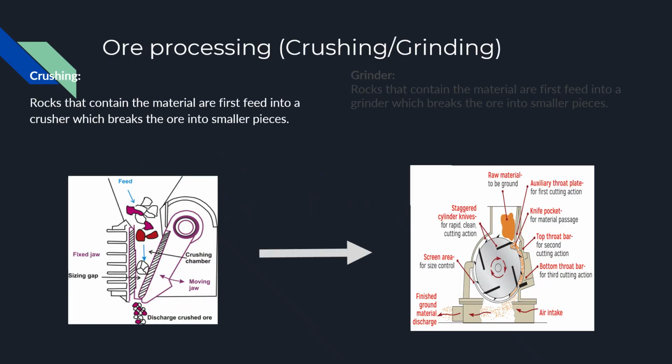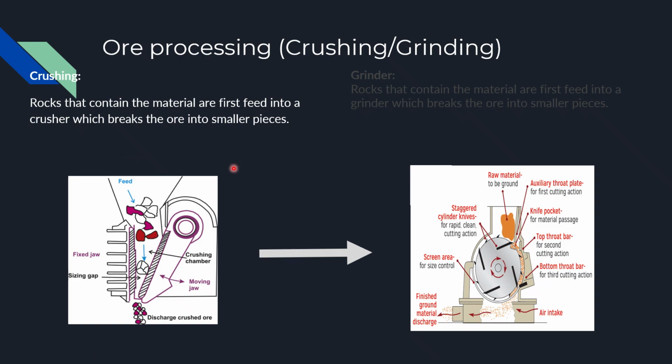Ore processing, crushing and grinding. Once the tungsten ore is extracted, it undergoes a process to separate the useful material from the rock. First, the ore is fed into a crusher, which breaks the large rocks into smaller, more manageable pieces. These pieces next get sent to a grinder, or ball mill, which further reduces the material into fine particles. This size reduction makes it easier to separate the tungsten ore from the unwanted minerals in the rock.